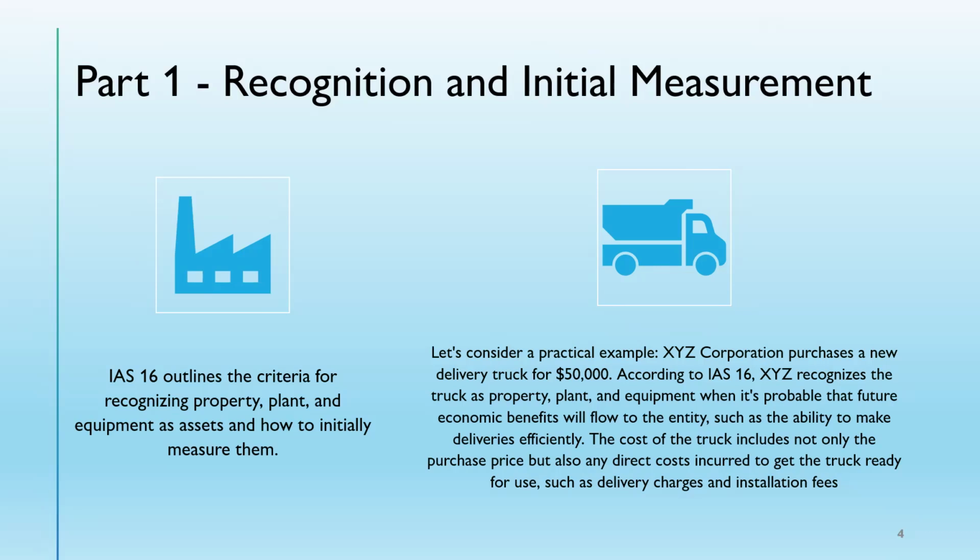Let's consider a practical example. XYZ Corporation purchases a new delivery truck for $50,000. According to IAS 16, XYZ recognizes the truck as property, plant, and equipment when it's probable that future economic benefits will flow to the entity, such as the ability to make deliveries efficiently. The cost of the truck includes not only the purchase price, but also any direct costs incurred to get the truck ready for use, such as delivery charges and installation fees, etc.